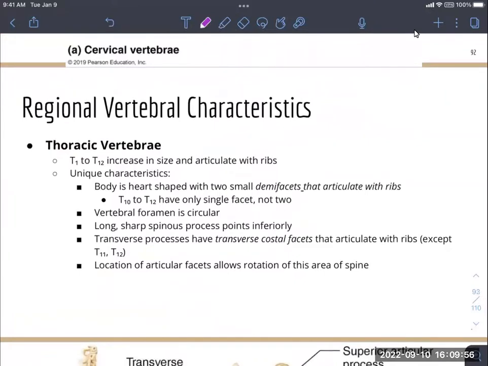Our thoracic vertebrae, they're a little different. We have 12 of them. They all articulate with ribs in one way or another. They have demifacets that articulate with the ribs. The body is more heart-shaped. They have kind of more of a heart-shaped body to it. That's important to know.